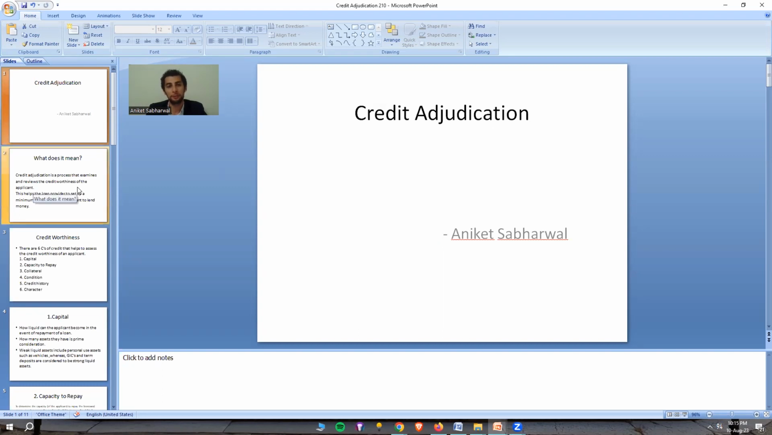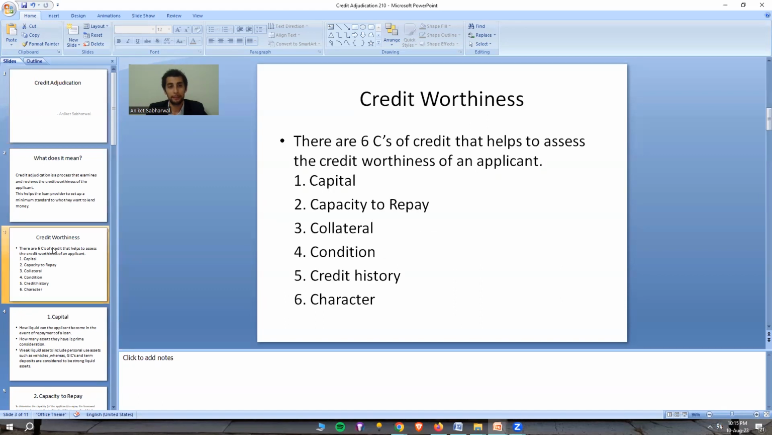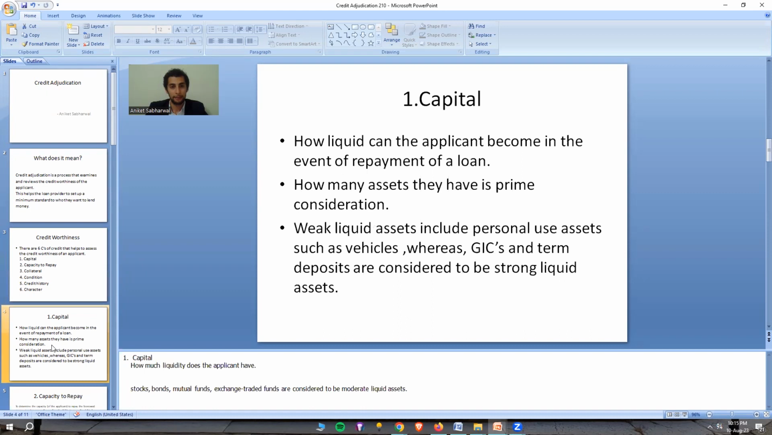What does credit adjudication mean? Credit adjudication is a process that examines and reviews the creditworthiness of an applicant. This helps the loan provider to set up a minimum standard for who they want to lend the money to. There are 6 C's that determine the creditworthiness of an applicant: capital, capacity to repay, collateral, conditions, credit history, and character of an applicant. Capital.